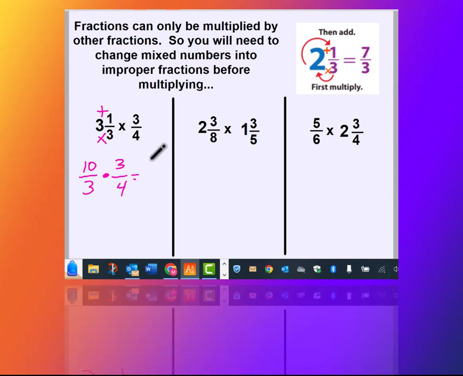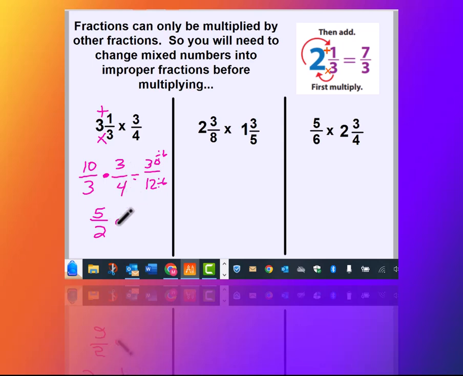Multiply the numerators. 10 times 3 is 30. Multiply the denominators. 3 times 4 is 12. And then you always have to simplify. And I know that 6 is a common factor. 6 goes into both 30 and 12. So 30 divided by 6 is 5. 12 divided by 6 is 2. So as an improper simplified fraction, it's 5/2.